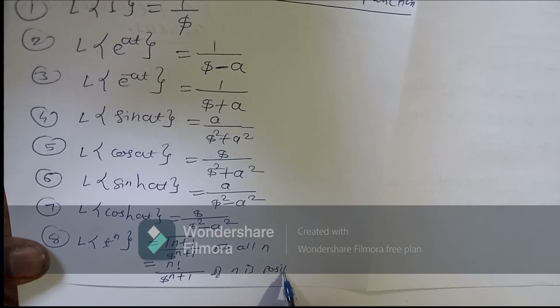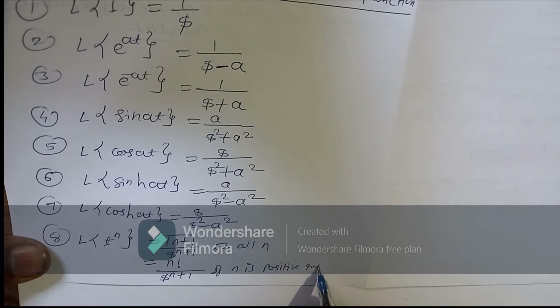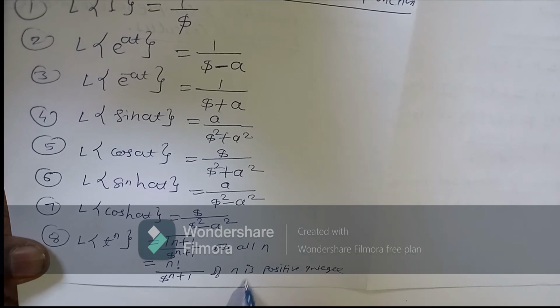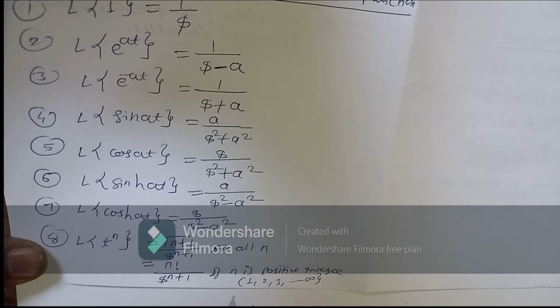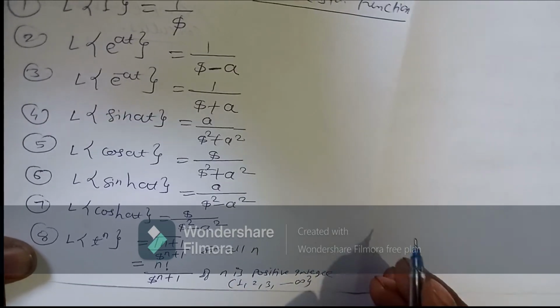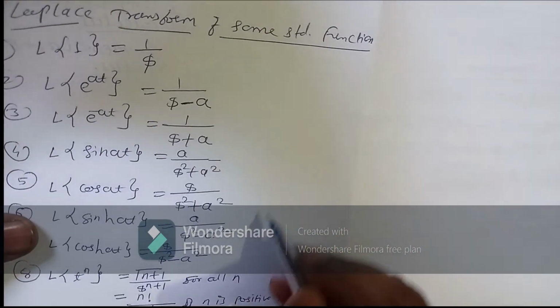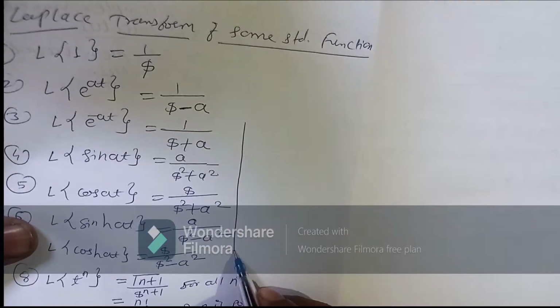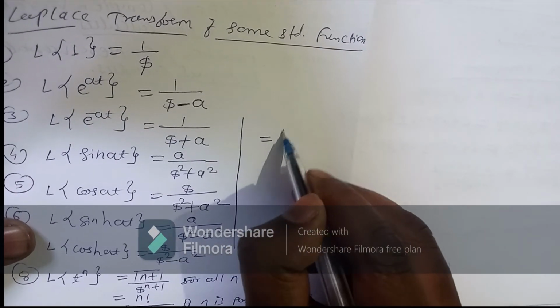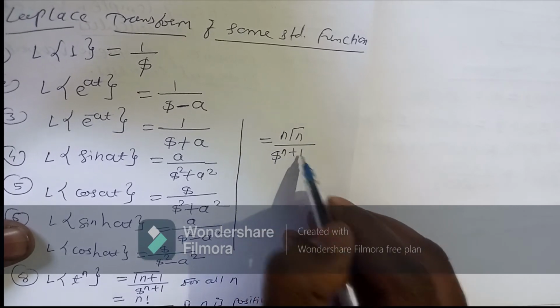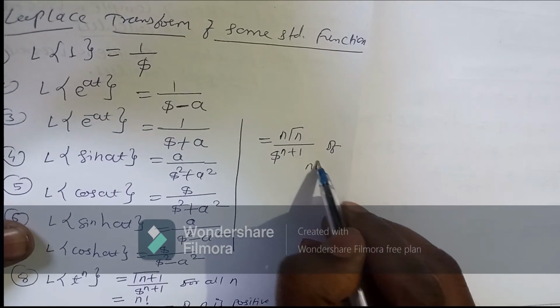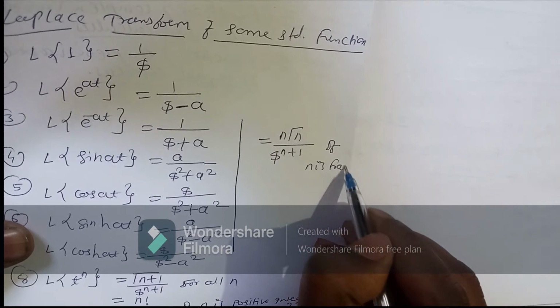Positive integer means what? Positive integers. What are my positive integers? 1, 2, 3 up to infinity. This is called positive integers. And the next formula in the same, that is equal to n gamma n upon s raised to n plus 1 if n is a fraction.